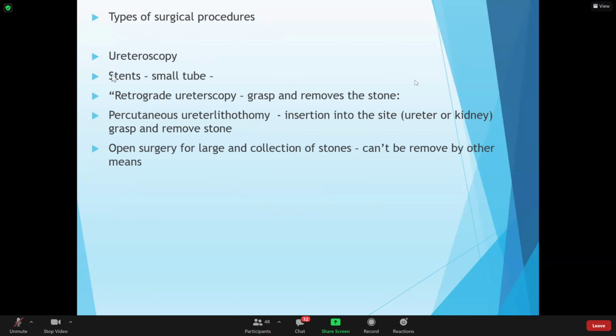Here's some types of surgical procedures if we can't do shock wave therapy. And again, you're not the surgeon, you're not going to be doing these, but these are just names of some of the different types of surgery that we might go in and do.